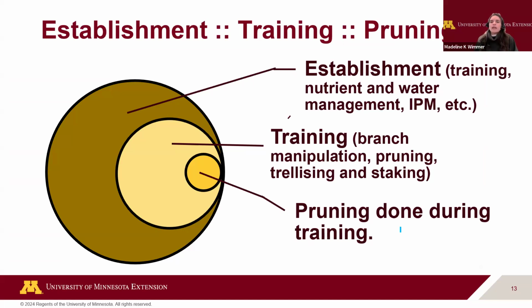Within establishment, you have tree training, and the point of tree training is to lead to a certain shape. So we started talking about how we may want to lean away from that free form shape. And then within that training process, pruning is a part of that. So we select certain branches to keep, we're removing other branches, or potentially cutting back branches to weaken them.